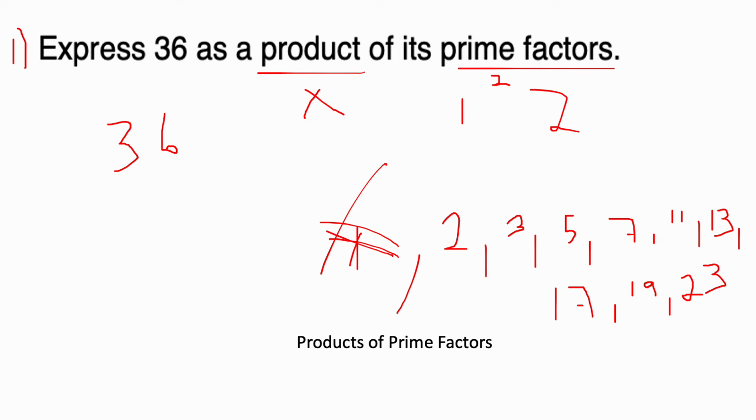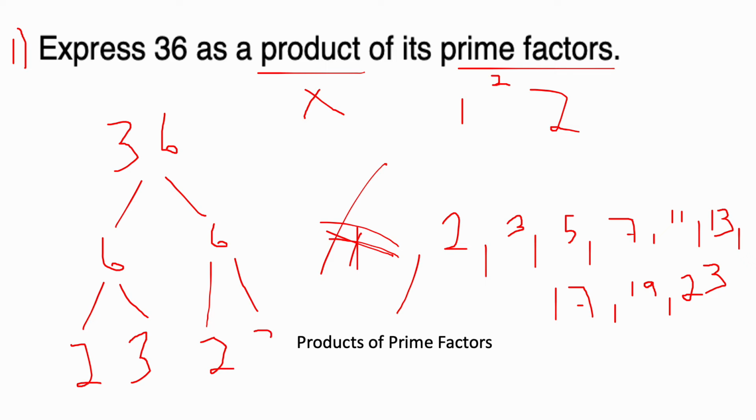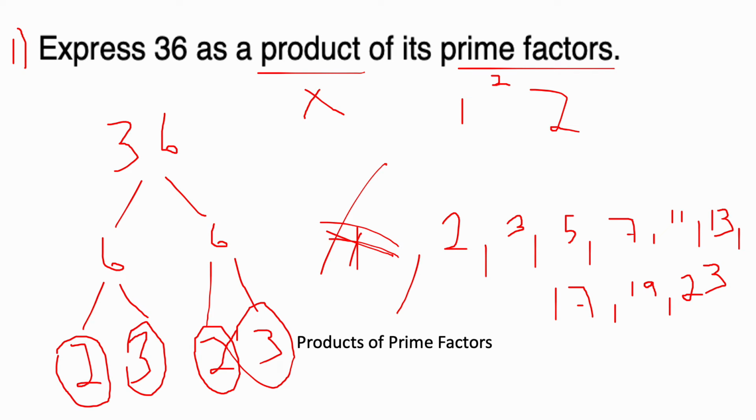So decomposing this, 36 is made up of 6 times 6, or 12 times 3, or 2 times 18. 6 decomposes into 2 and 3. Now I'm going to stop here and circle these numbers, because I recognise that 2 is a prime number and 3 is a prime number, so I can't decompose them any further, because there are no other factors of 2 and 3 other than itself and 1.